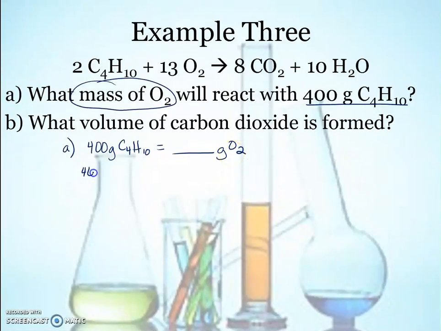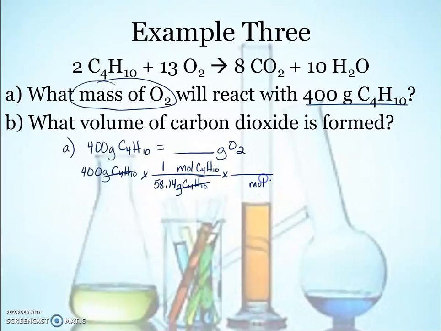We're going to go from 400 grams of C4H10. We're going to multiply by a fraction. We want grams of C4H10 to go on bottom, moles of C4H10 to go on top. We know that 1 mole of this is equal to the molar mass, and when we add all that up together, it's 58.14. Grams of this cancel. We've got moles, but we don't want to stop there. We want to keep going. So we're going to put moles of C4H10 on bottom and moles of O2 on top.